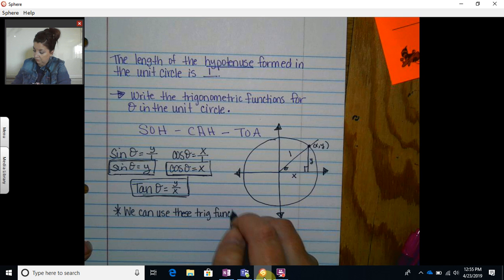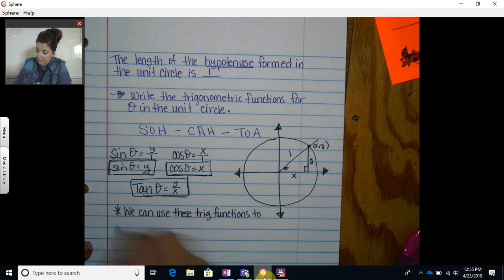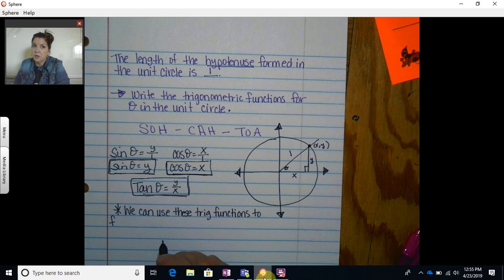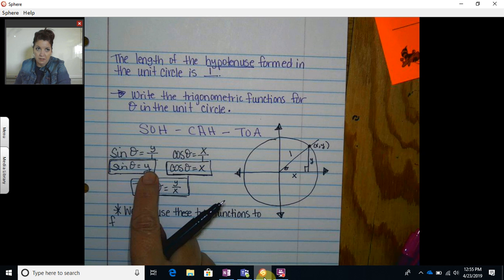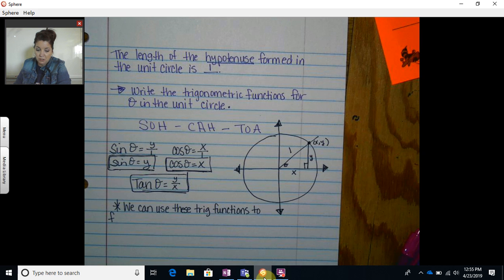And these only apply to these types of circles. Well, not the SOHCAHTOA thing if you had just a regular triangle, but it would have different lengths. The unit circle always has a hypotenuse of 1. So when I'm talking about the unit circle, the sine of theta is y. But if we weren't in the unit circle and the hypotenuse had a length of 3, then we couldn't just say it was equal to the y value. Okay? We can use these trig functions to find ordered pairs on the unit circle.